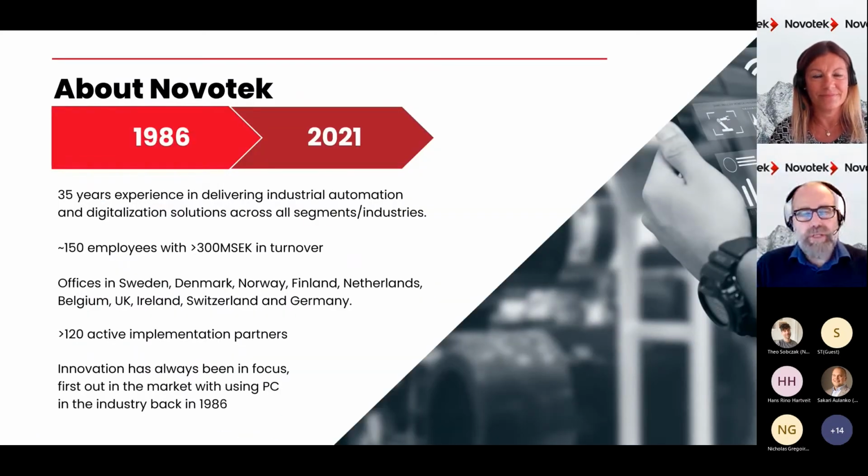A little bit first about Novatech. We have been around since 1986, and what we have done is delivering solutions in the industrial automation space, digitalize different types of demands at customers across all segments and industries. We are approximately 150 employees and have around 300 million turnover.